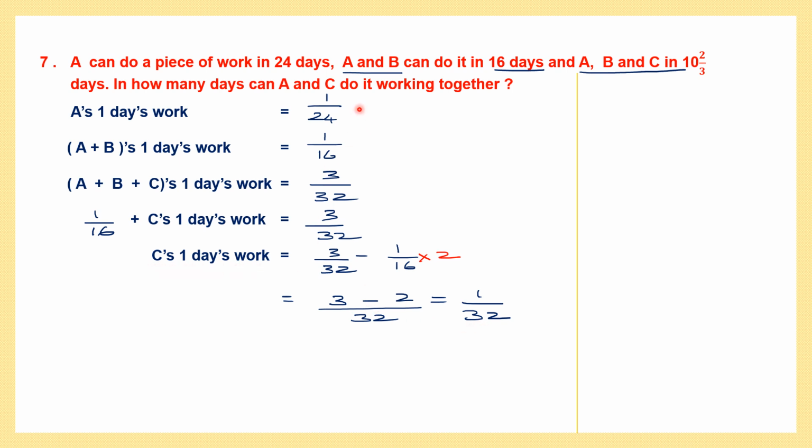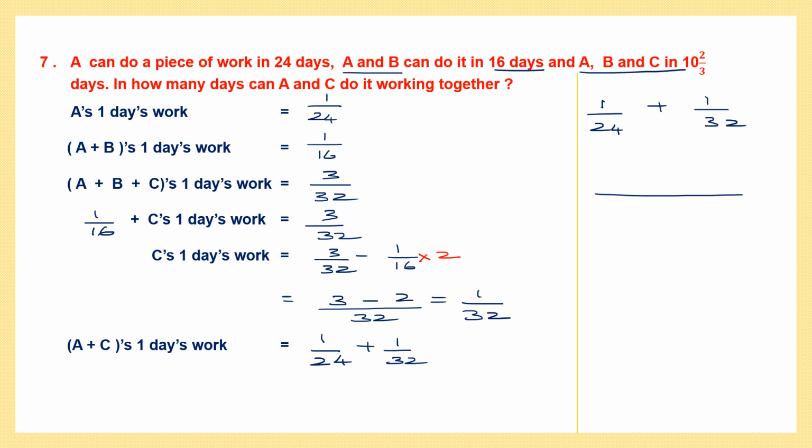So now we know A's 1 day's work and C's 1 day's work. We can find A plus C, their 1 day's work. So A plus C's 1 day's work is work done by A in 1 day, which is 1 by 24 plus 1 by 32. Let's work this out here. So 1 by 24 plus 1 by 32. Addition of fractions, the LCM is 96. So here 24 into 4.